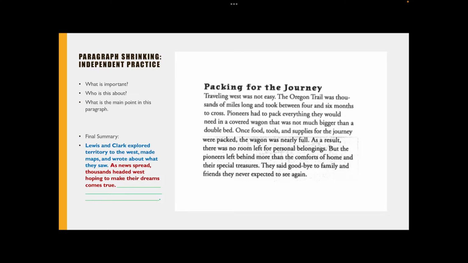Now we're going to talk about the next part of this passage, and we're going to do this on our own. As you can see over here to the side, I have the questions from the previous slide, along with the final summary. So look at this paragraph, figure out what you think is important, and write your own sentence. You're going to put what you think your sentence should be on the green line at the bottom.